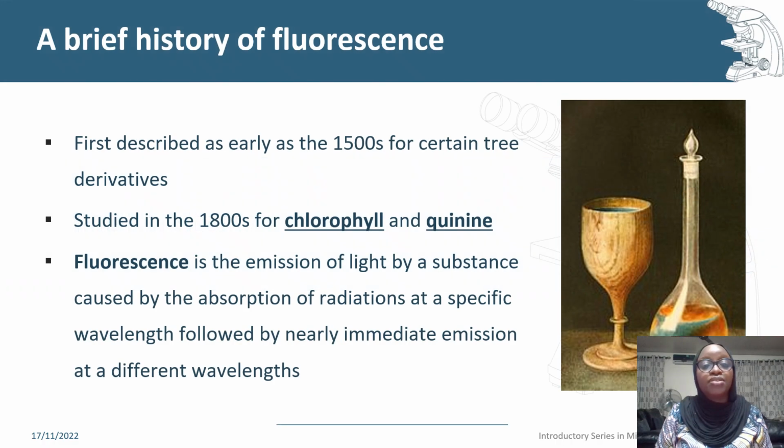It was first described as early as the 1500s for certain tree derivatives. It was studied in the 1800s for chlorophyll and quinine. Both chlorophyll and quinine are important biological molecules. Fluorescence is the emission of light by a substance caused by the absorption of radiation at a specific wavelength, followed by nearly immediate emission at a different, longer wavelength.